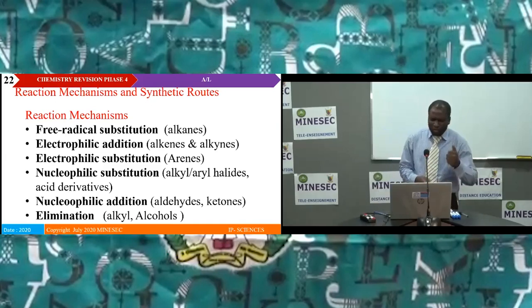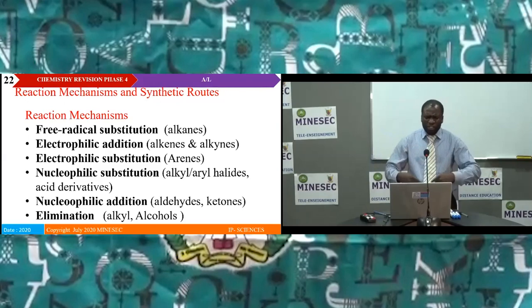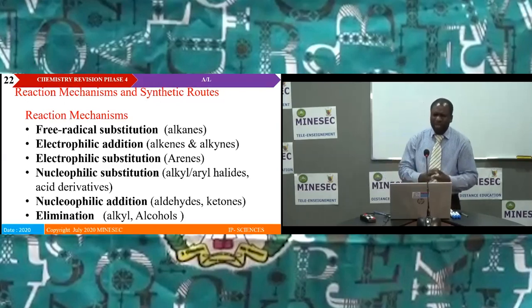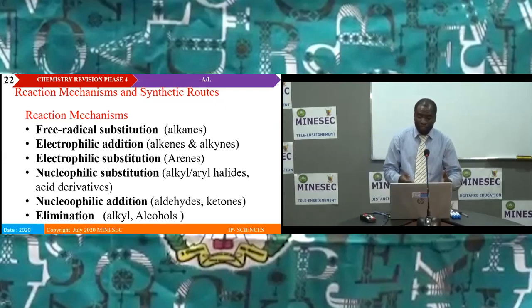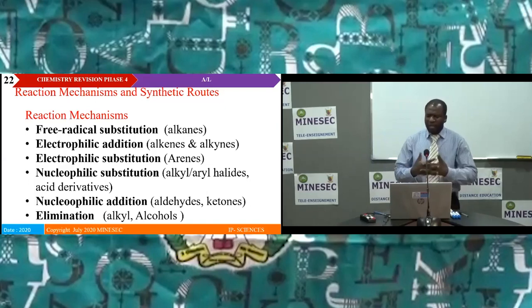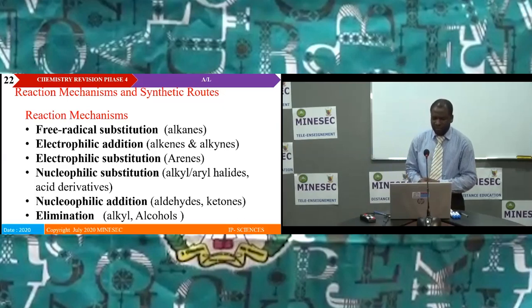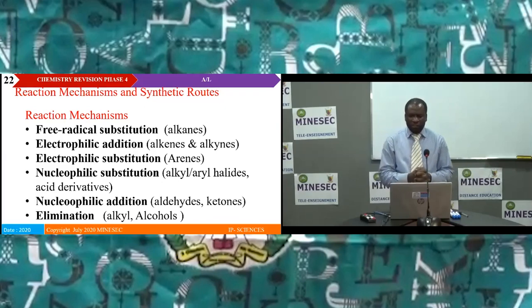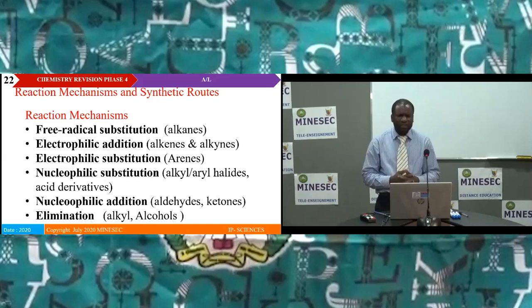We saw electrophilic addition carried out by alkenes and alkynes. And we equally saw electrophilic substitution carried out by arenes, especially the benzene ring. Then we saw nucleophilic substitution carried out by alkyl or aryl halides and acid derivatives. Then the aldehydes and ketones, that is the homologous of carbonyl compounds, carried out nucleophilic addition reaction.